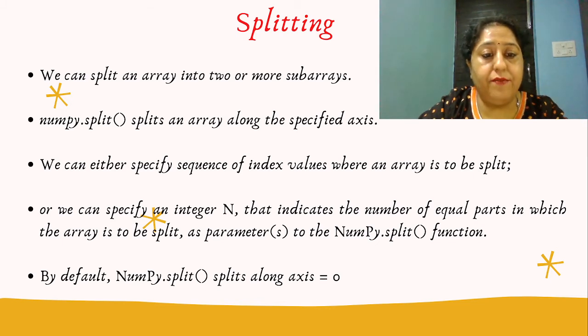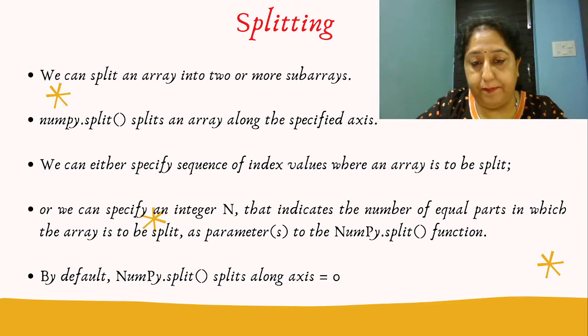Or the second way is that we can specify an integer n that indicates the number of equal parts in which the array is to be split. Let us understand these 2 points with the help of an example.